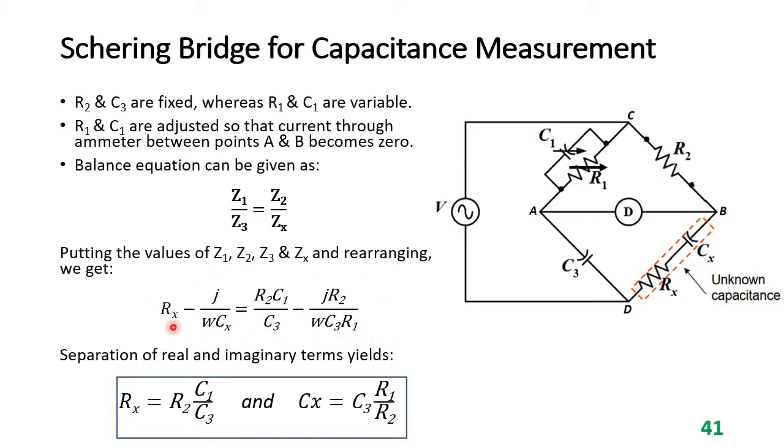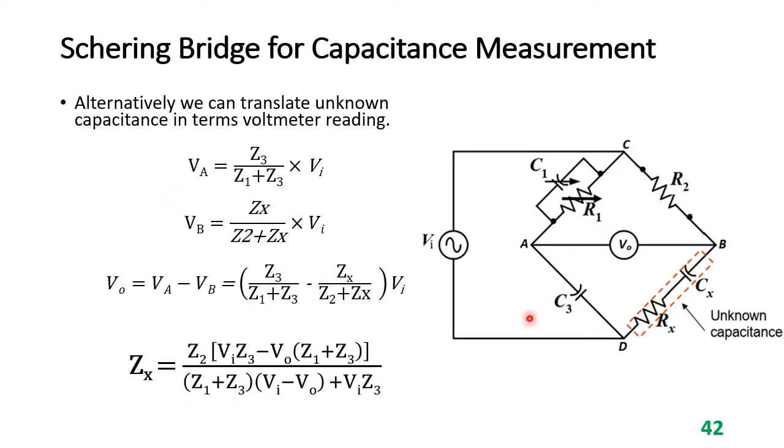From here we can compare real and imaginary parts. Comparing this with this, we get value of Rx becomes equal to R2 C1 over C3. And the value of Cx becomes C3 into R1 over R2. We can also find the value of unknown capacitance in terms of output voltages.